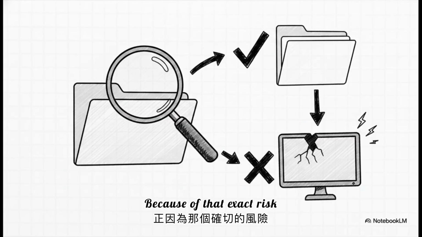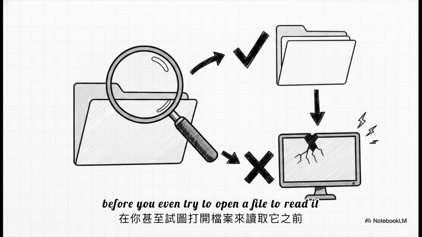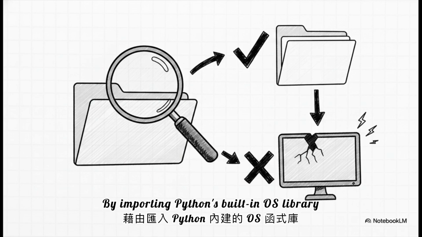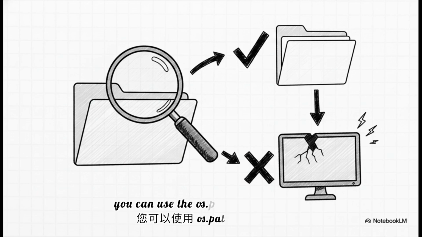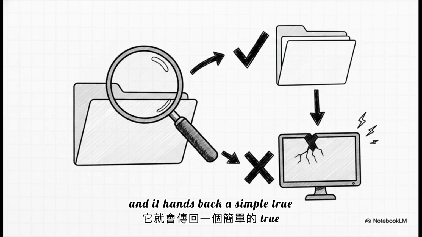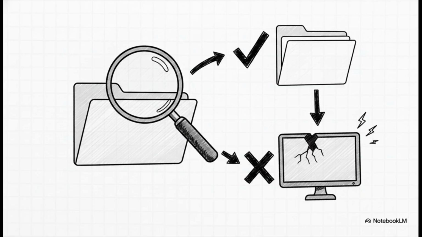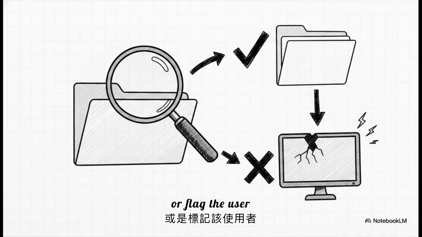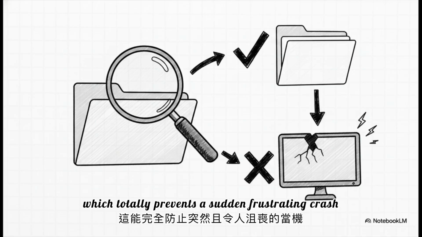Because of that exact risk, before you even try to open a file to read it, you've always got to do a quick safety check. By importing Python's built-in OS library, you can use the os.path.exists function. You literally just pass in your target file name, and it hands back a simple true or false Boolean value. True means you're good to open it. False means your program knows to stop or flag the user, which totally prevents a sudden frustrating crash.